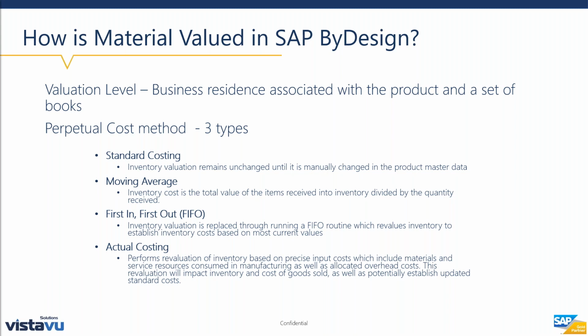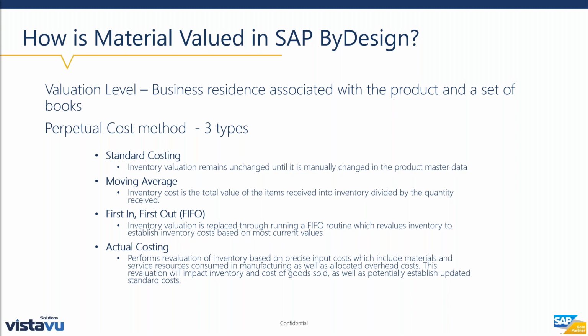So with standard costing, your inventory valuation remains unchanged until it's manually changed in the product master data. Therefore, regardless of what you pay for an item or what you manufacture an item for, as far as its input component costs, you will essentially debit inventory by the standard cost associated inside that product master data.